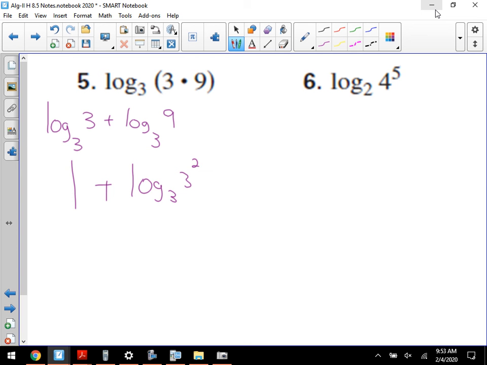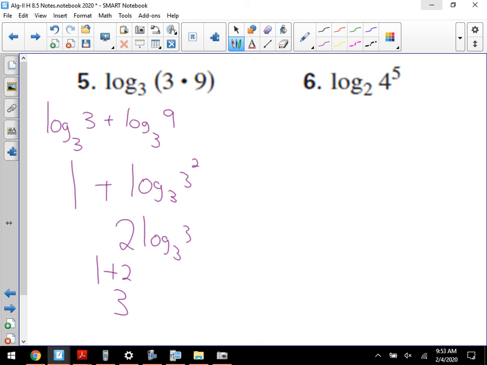And then that's what I can drop. I mean, I can move this out front too if I wanted. I can have 2 times the log base 3 of 3. Well, what's log base 3 of 3 again? 1. So what is 1 plus 2? 3.